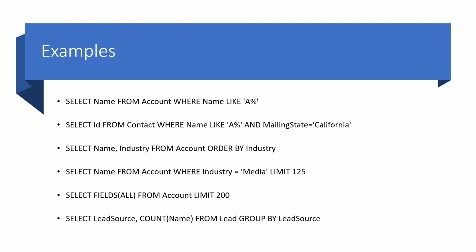Then we have select lead source, count name from lead group by lead source. So it will group by lead source. There is a prerequisite for this query: you have to use an aggregate operation, like in this case we are using count. Then only you can group by, and the field on which you want to group by, you have to use in the query.